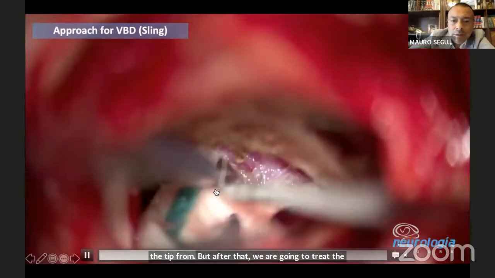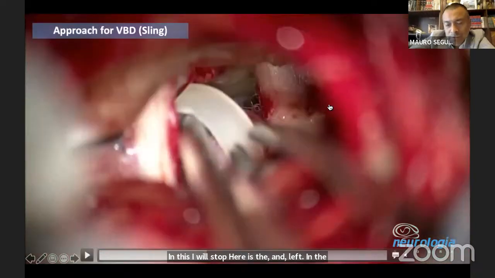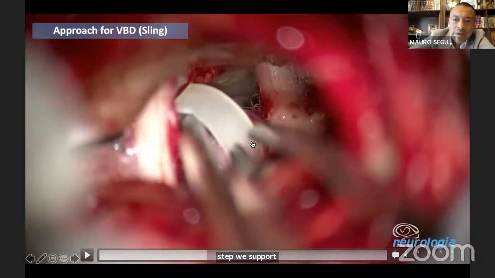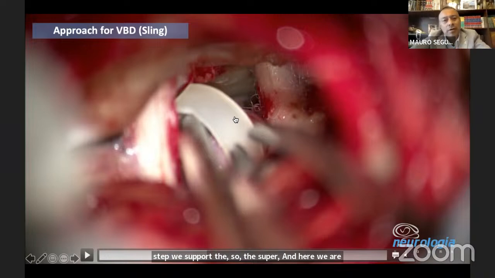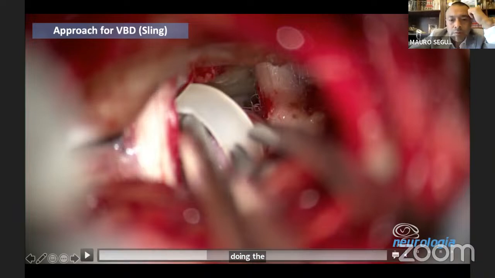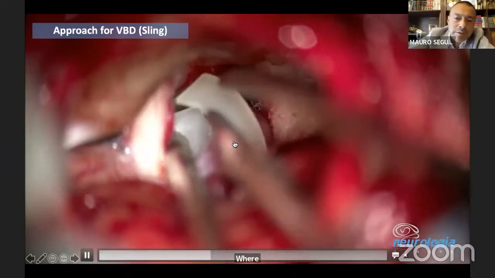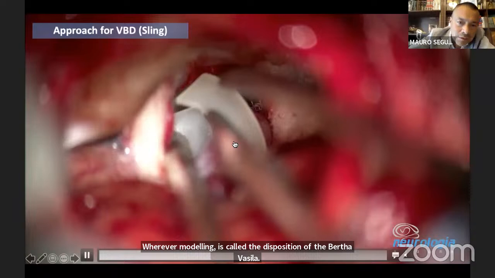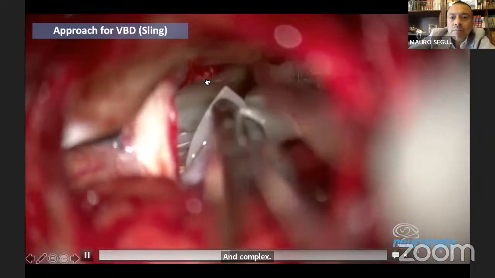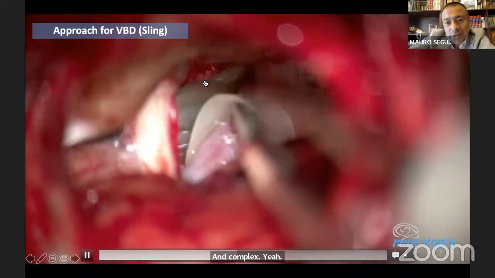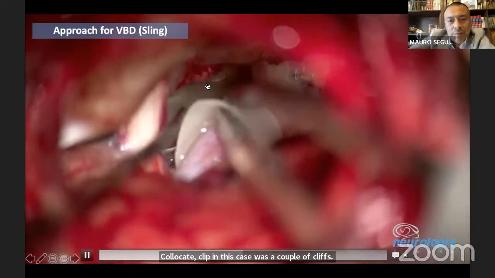Here I will stop. Here is the trigeminal nerve. In the first step, we separate the superior cerebellar artery, and here we are doing the sling technique proposed by Dr. Morcos. This is latex, and we are going to put some clip. We are remodeling. It's called the transposition of the vertebrovascular complex, and we place a clip. In this case, it was a couple of clips in the petrous bone here.